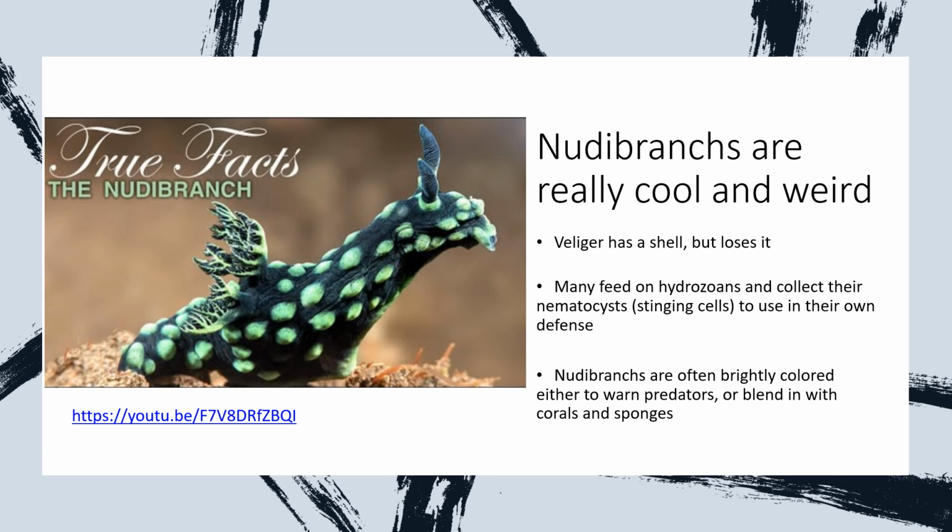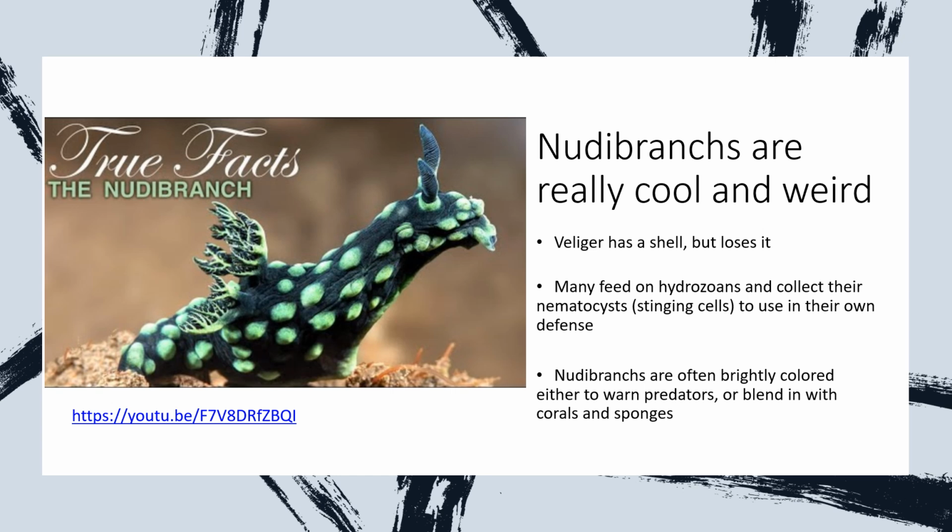When we talked about detorsion, I mentioned that nudibranchs lose torsion as adults. So their veliger has torsion, but the adults do not. The veliger larva also has a shell, but they lose it before becoming adults.